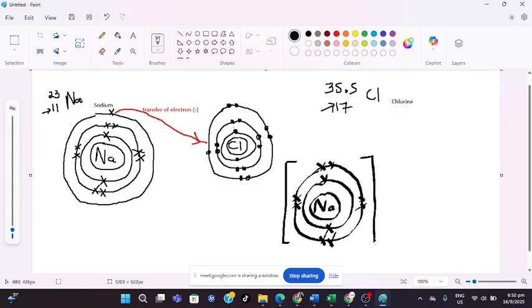Wait, sir, is it that always when an element loses an electron it becomes positive? And the other becomes negative when it gains? Yes.